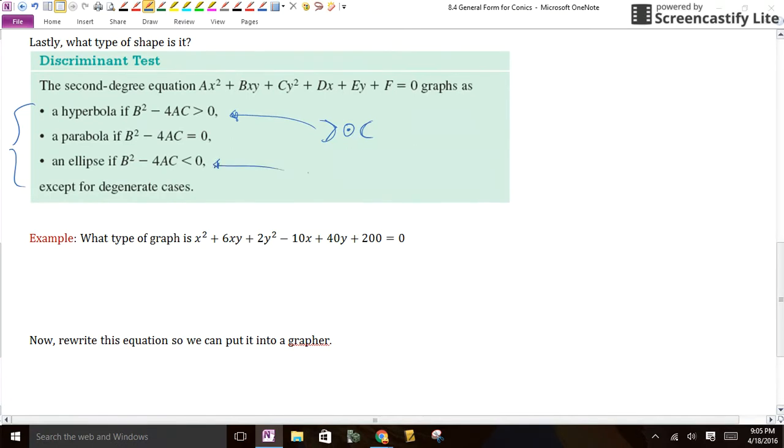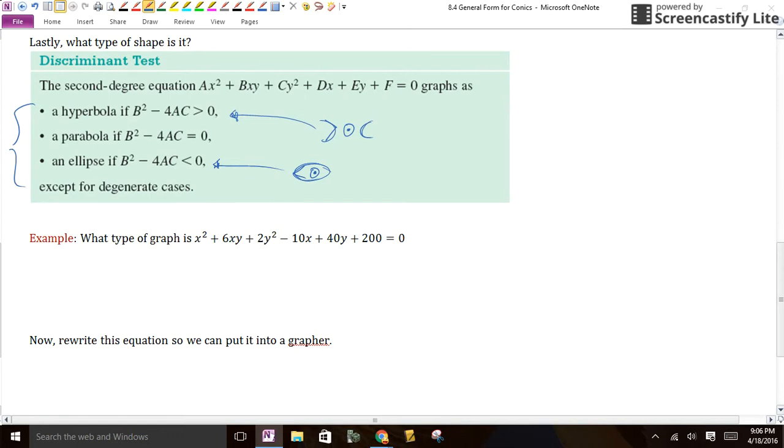If you have this one, this is less than 0. Think of that 0 as your center. That shape would go around. That's an ellipse. And so the Alyssa rule says that greater than 0, it looks like a hyperbola. Less than 0, it looks like an ellipse. And then otherwise, it's a parabola if it equals 0.